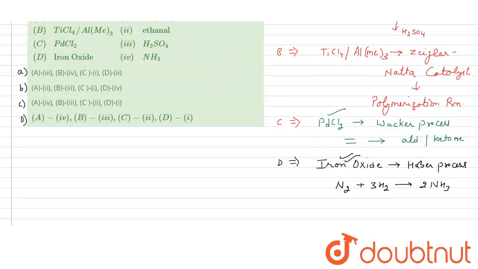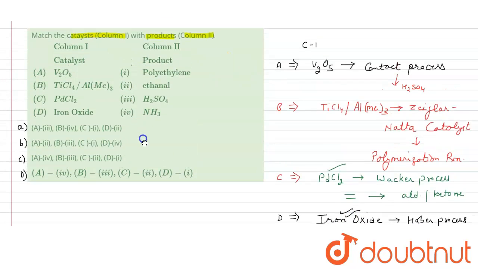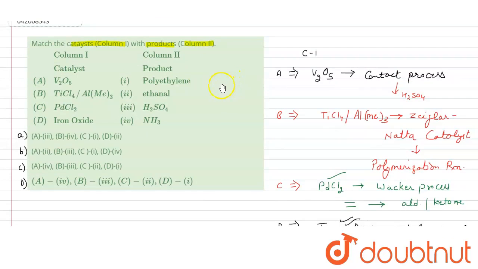So let's see the options. If I match the columns, we know that V2O5 is used for H2SO4. So A becomes 3.